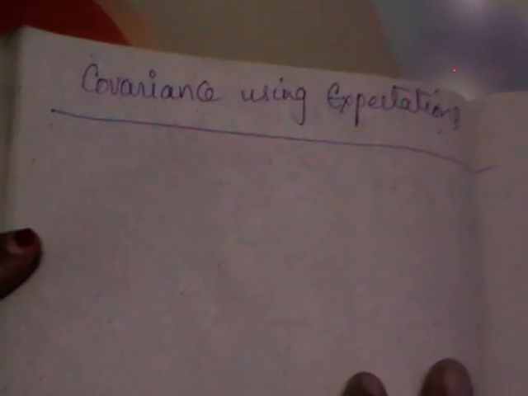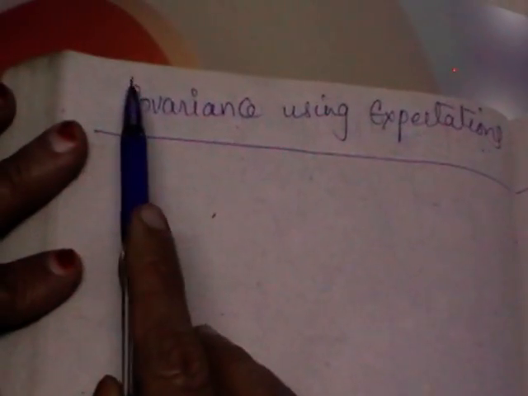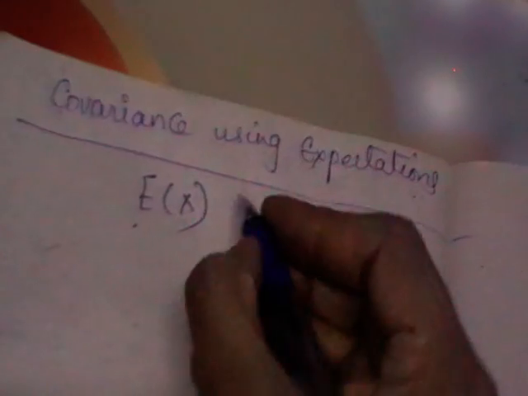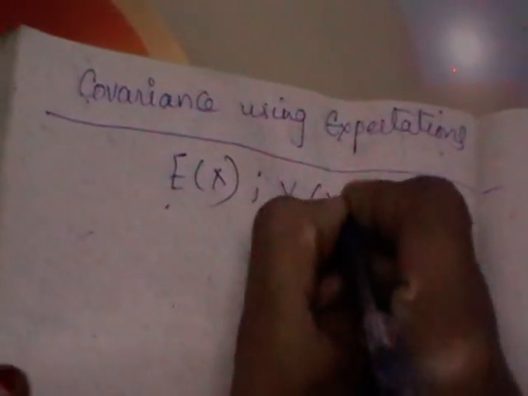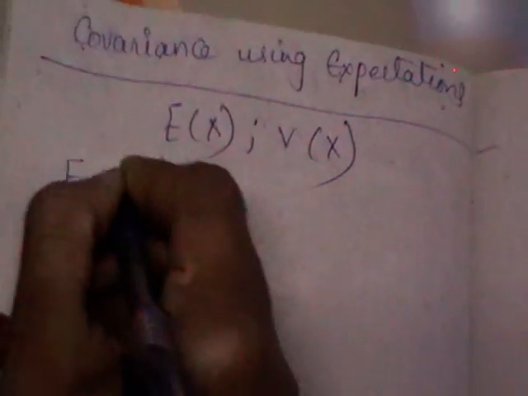We have discussed expectation and variance. Now the new term called covariance we are going to discuss, covariance using expectations. I said that expectation of x is denoted with E of X, and variance is denoted with V of X. So for E of X, what is the formula you'll write?